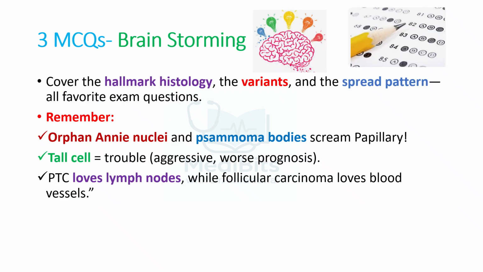So students, now we will begin with 3 MCQs which will cover the hallmark histology, variants and the spread pattern, all favorite exam questions. Remember, orphan nuclei and Psammoma bodies scream papillary. Tall cell means trouble, aggressive, worse prognosis. PTC loves lymph nodes, while follicular carcinoma loves blood vessels.